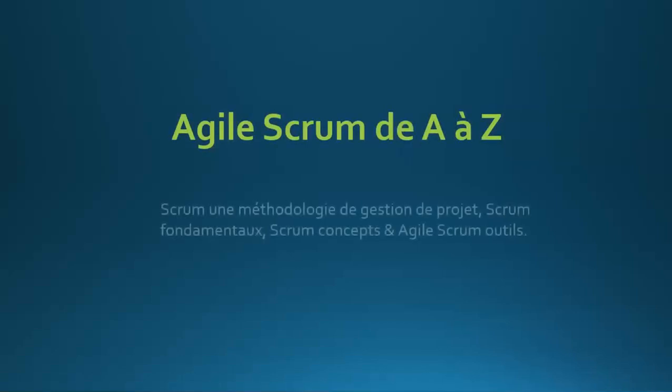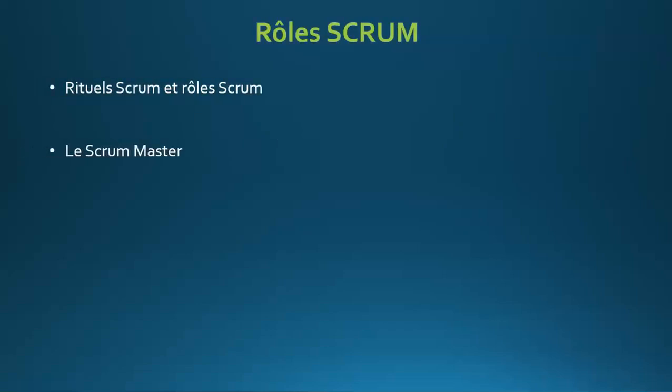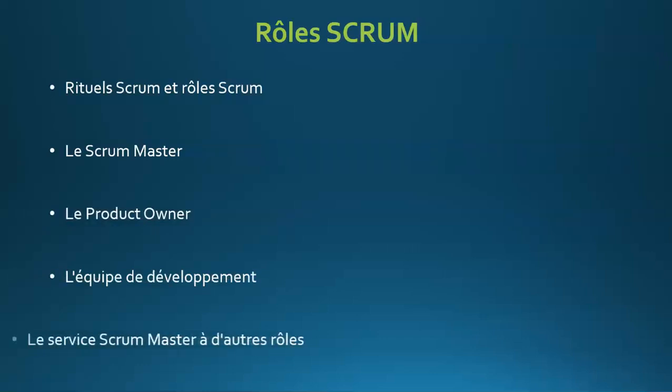Hello everyone, we will continue on this series of Agile Scrum videos from A to Z. In this fourth chapter, we will discuss the Scrum rules. We will start with rituals and roles. Then we will see in more detail the role of the Scrum Master, the role of the Project Owner, the role of the development team, and we will finish with the service of the Scrum Master to the other roles.